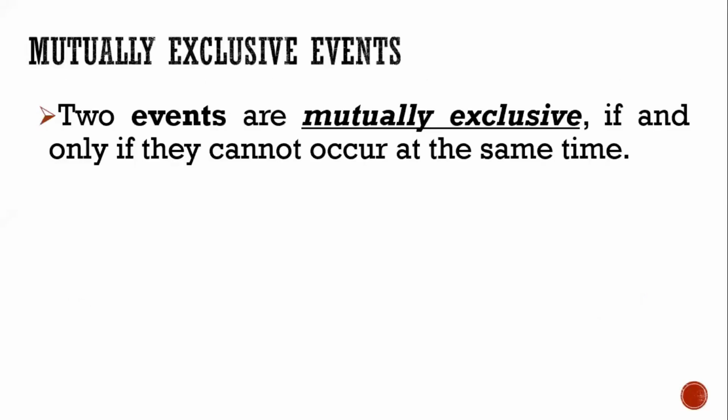Mutually exclusive events are two events that cannot occur at the same time. It means that two events are mutually exclusive when they cannot happen at the same time. So let's have an example for that.